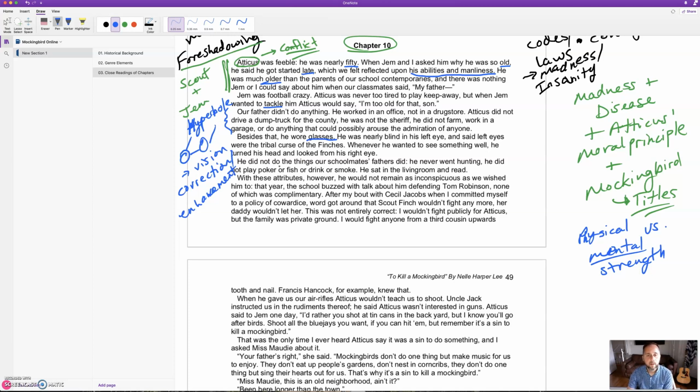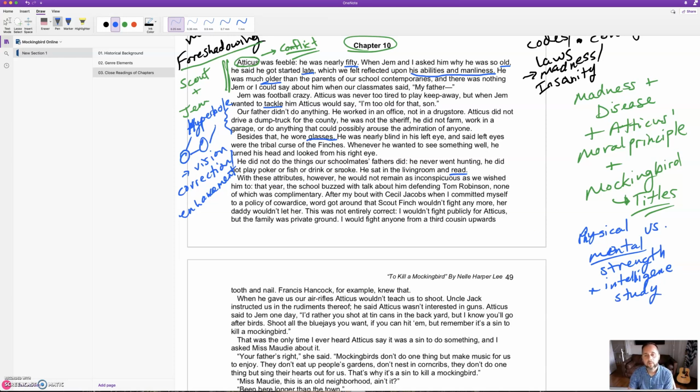He did not do the things our schoolmates' fathers did. He never went hunting. He did not play poker or fish or drink or smoke. He sat in the living room and read. So it has to do with intelligence, has to do with study, reading.